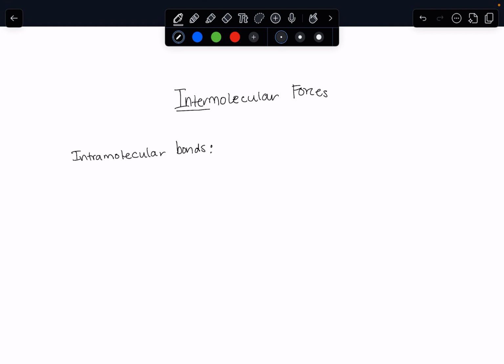And we've learned a couple of intramolecular bonds. We have learned covalent bonds. That's a type of bond, a covalent bond. Covalent bond is between two nonmetals. Okay. And what's another type of bond that we've learned? We've learned about an ionic. And that's between a metal and a nonmetal.